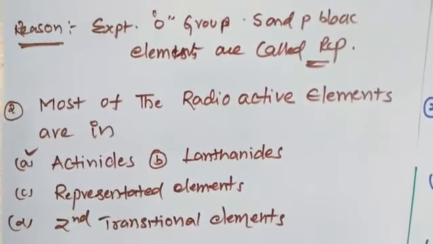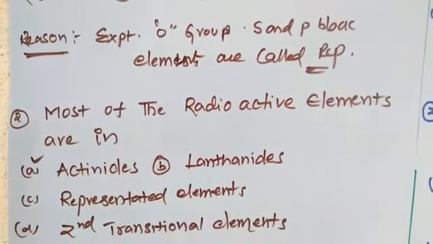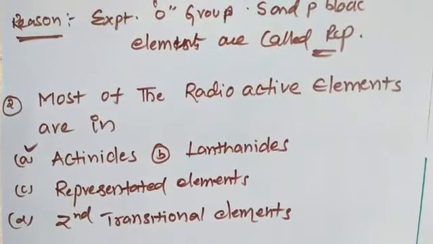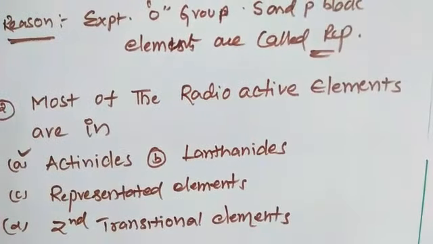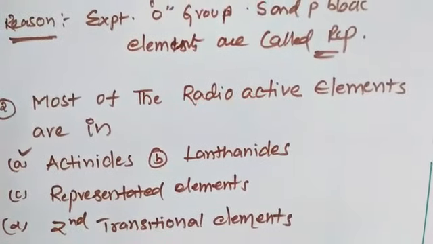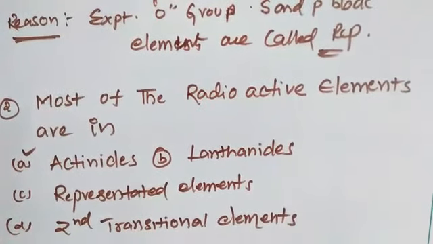Friends, in the periodic table, most of the radioactive elements are always present at the bottom, like actinides and then lanthanides. Among these two, actinides have many more radioactive elements compared with the lanthanides.